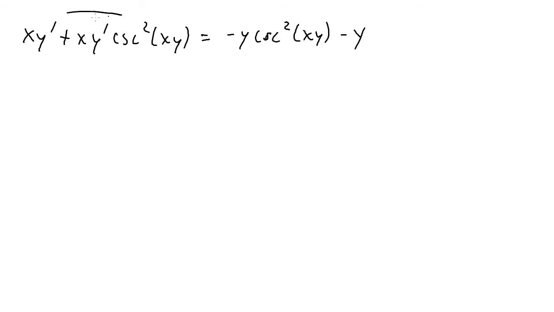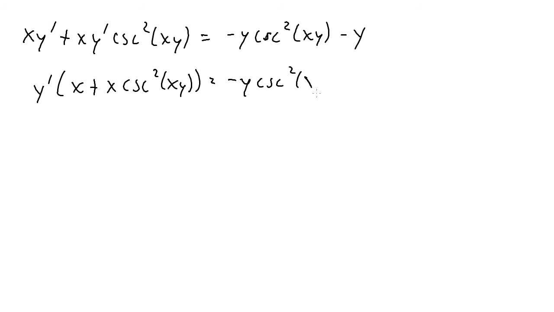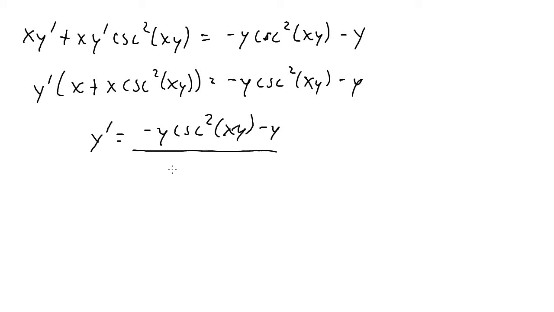So now I can go ahead and factor out the y prime from the left side of the equation. So we get y prime times x plus x times cosecant squared of xy. And that's going to equal, once again, negative y cosecant squared of xy minus y. So then I can go ahead and divide over this entire thing. So we have y prime equals negative y cosecant squared of x times y minus y all over x plus x cosecant squared of x times y.